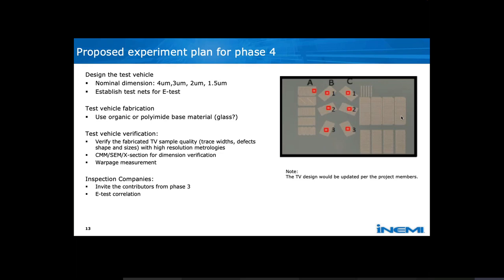For the inspection companies, as I mentioned, we had 7 or 8 companies in phase 3, so we believe most of them will come back to help us on phase 4. Then we will figure out how to do the e-test correlation along the project.